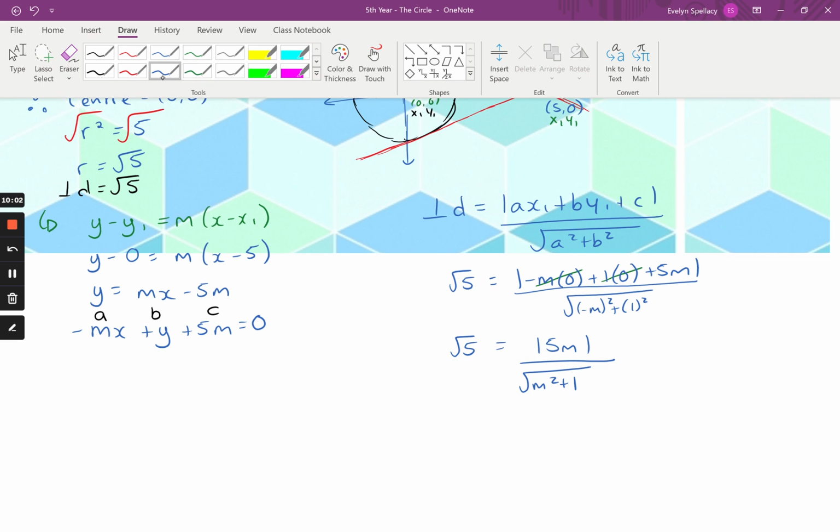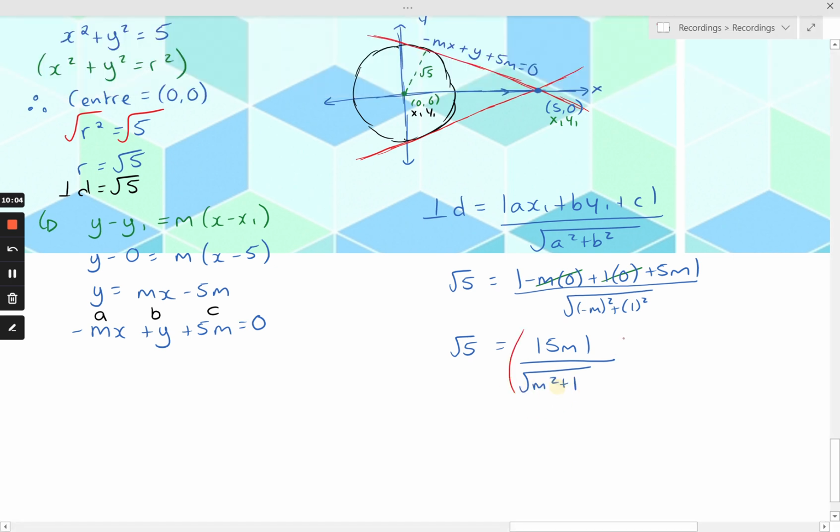I'd rather not have that on the bottom, so I'm going to multiply both sides by the modulus of the square root of m squared plus 1, which is going to cancel on the right hand side to leave me with the modulus of 5m is equal to root 5 by root m squared plus 1.